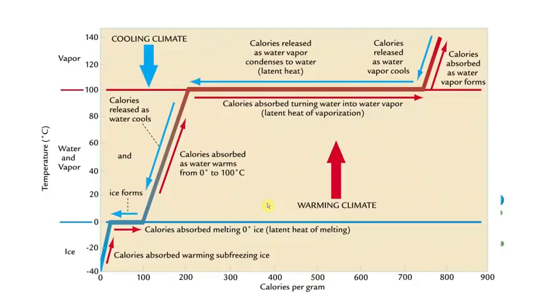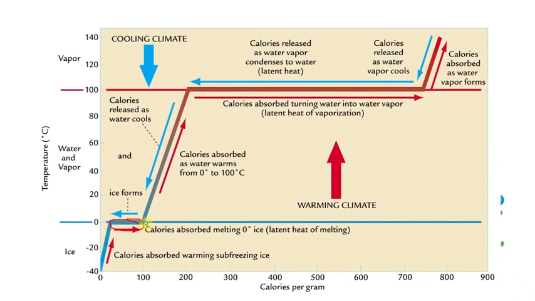So let's look at a graph to explain it more. For example, you have ice and you are heating it, you are supplying energy, so you are increasing the temperature. When the ice is at 0 degrees centigrade and we keep supplying heat, the temperature will not rise. That amount of energy is being absorbed and utilized to change solid water to liquid water.